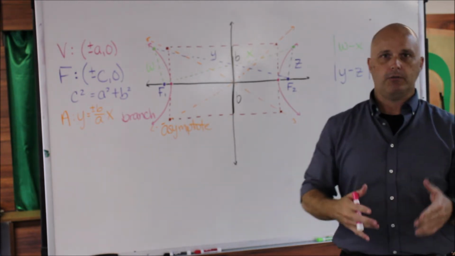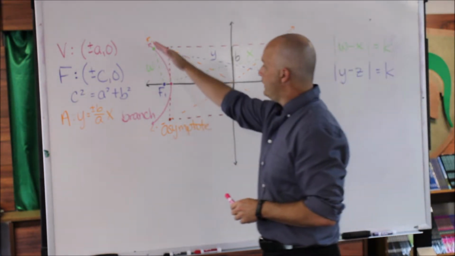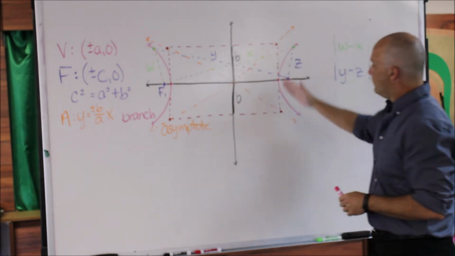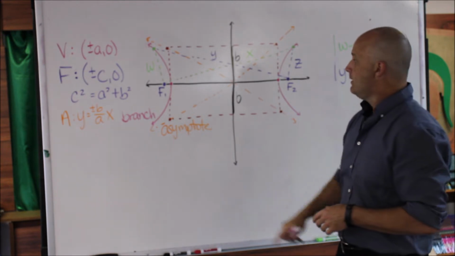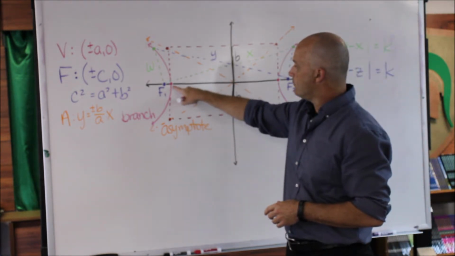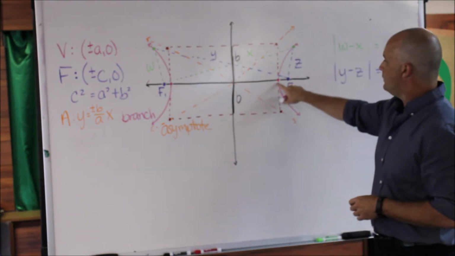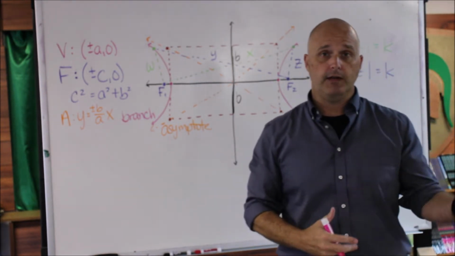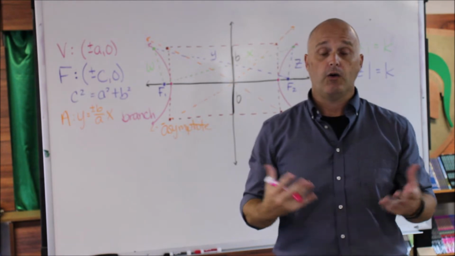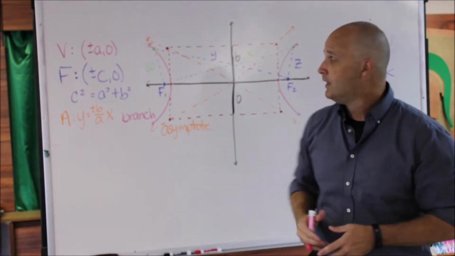Hyperbolas are made up of what we call branches. So you're going to have a branch here, and then you're going to have a second branch over here. Now, each branch is going to have a vertex, and that vertex you can see on this one is here, and on this one is here. Now, because the hyperbolas are opening up to the left and the right, we're going to call these horizontal hyperbolas.